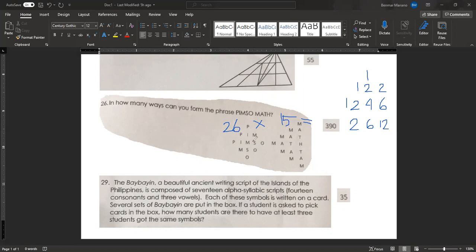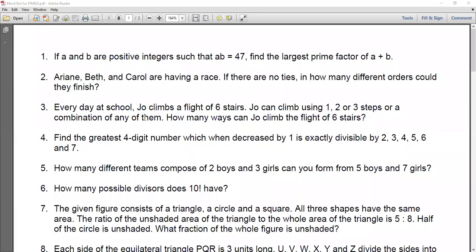1, 2, 3, 4. Oh, let me write the solution for this one so that I can explain the other items on the mock test, since this is only one item. Okay, so let me share the other one. Wait a moment, I'll get my solution paper for this one.